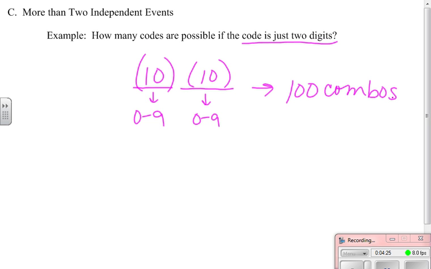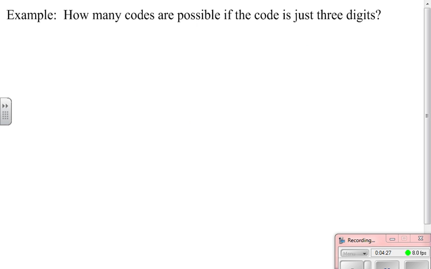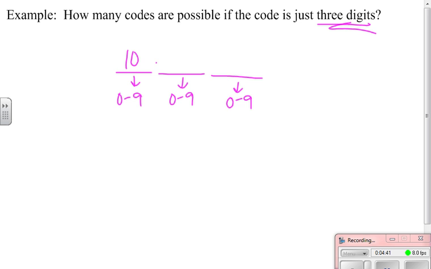What would happen if it were 3 digits? Well, a 3-digit number, if they are truly independent, I can pick from 0 through 9 for each of the 3 digits. That means there are 10 choices for each of the 3 digits, means there are 1,000 combinations of numbers. Now these are independent events, which means we can have repeat digits.